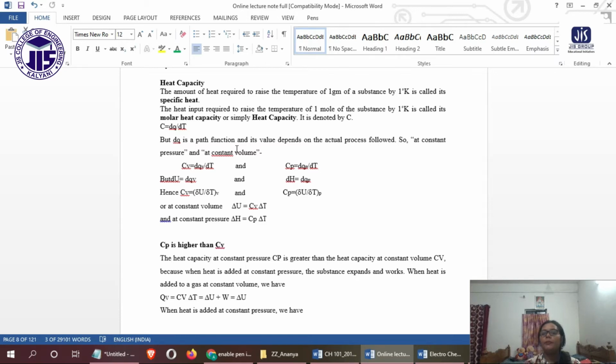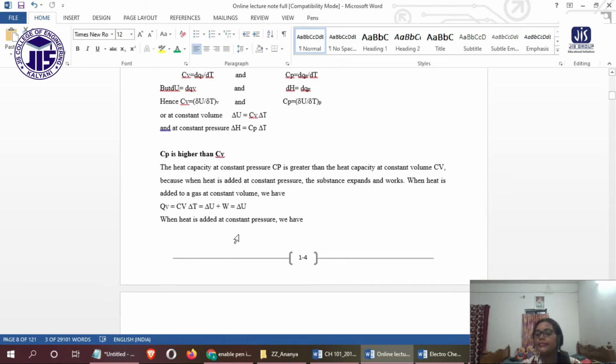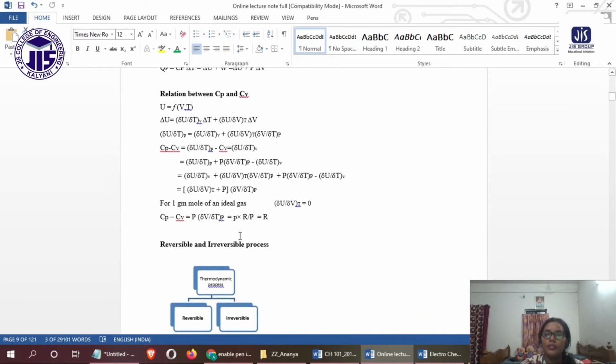It is denoted by C, and C equals dq by dT. Generally this molar heat capacity can take place at constant volume or at constant pressure. At constant volume it is denoted by Cv, and at constant pressure it is denoted by Cp. Now we all know Cp is greater than Cv, and Cp minus Cv equals R. So this derivation you also have to prove.